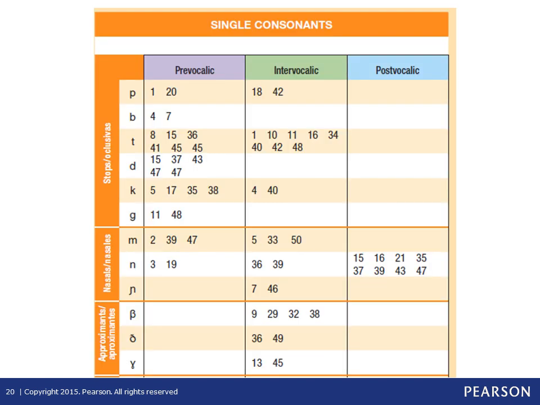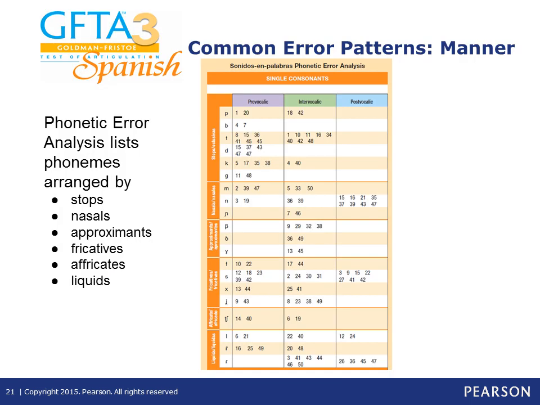This is another view of the phonetic error analysis table. It allows you to really see patterns as they emerge not only by phoneme, but also the location in words and syllables. The phonetic error analysis table is also organized further to analyze the individual's error patterns by looking at the manner of production. So the table is also arranged by stops, nasals, approximates, fricatives, affricates, and liquids.